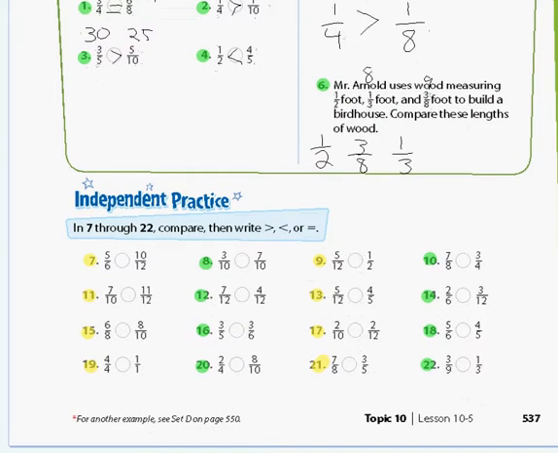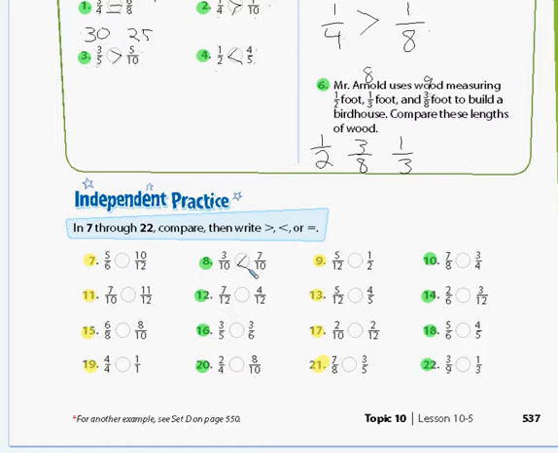Okay. Going down to my other problems. We're going to do the ones together that are highlighted in green, and you're going to go back and do the ones that are highlighted in yellow on your own. So, I have 3/10 and 7/10. It's really easy to compare fractions that have the same denominator. If they have the same denominator, the one with the largest numerator is going to be my largest fraction. So 3/10 is going to be less than 7/10.